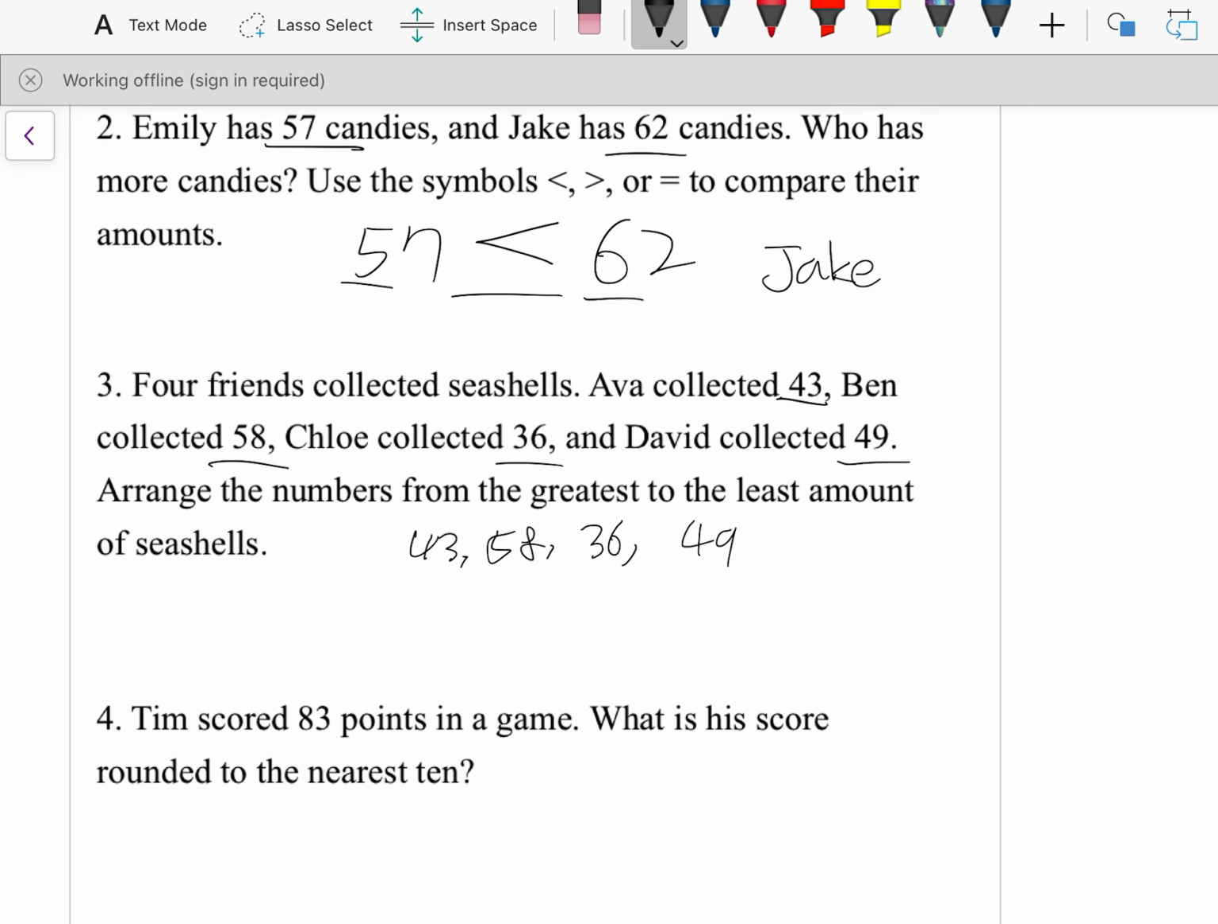So we're going to start with 36 because 3 is less than 4 and 5. Then 43 because 3 is less than 9. Then 49 because 4 is less than 5. And we put 58. Oh wait, sorry, it's greatest to least. So it should be 58, 49, 43, and 36.